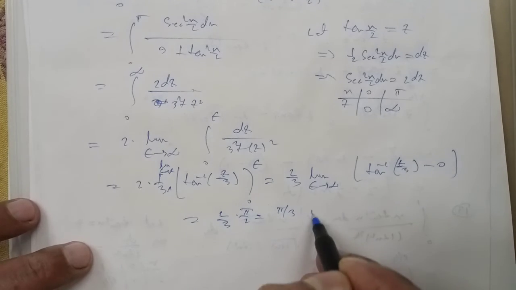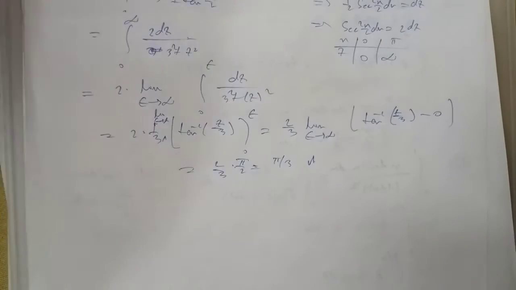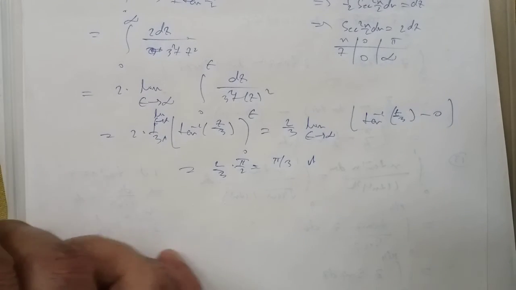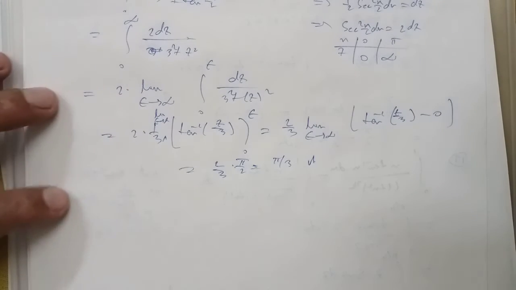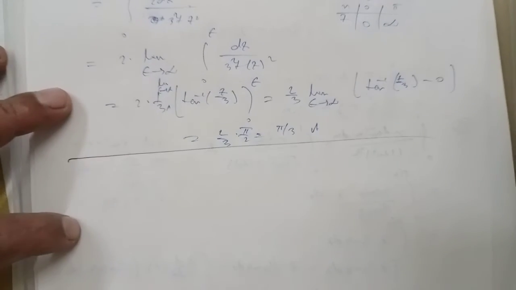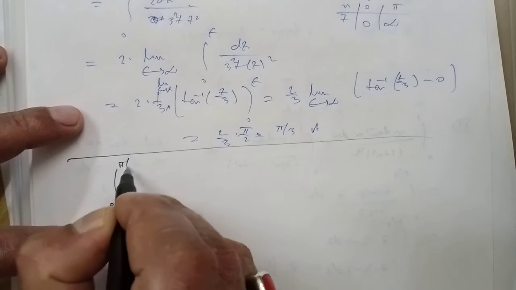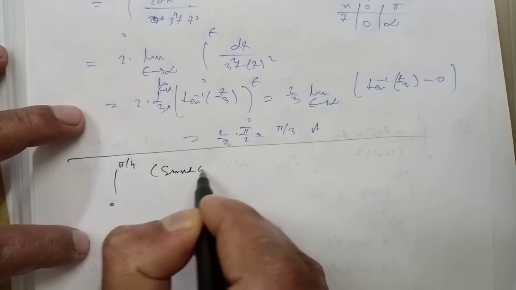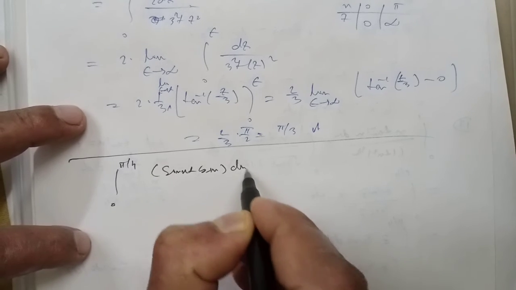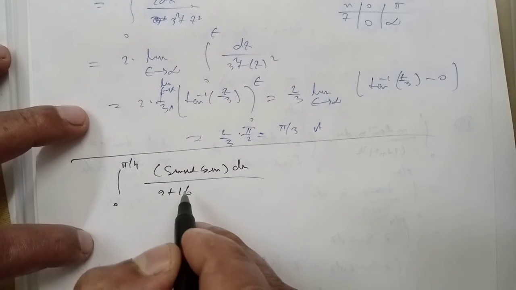Okay. Next, let us solve an important problem. Zero to pi by 4, sin x plus cos x dx whole divided by 9 plus 16 sin 2x.